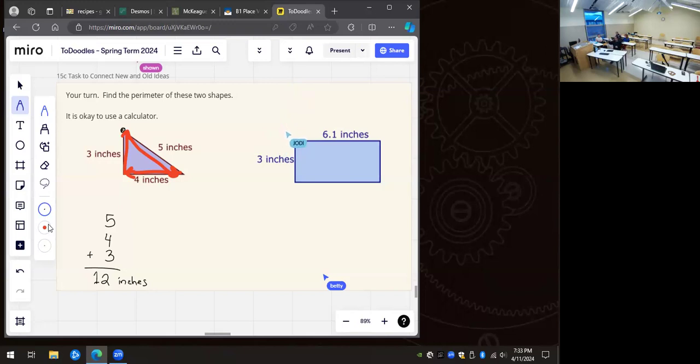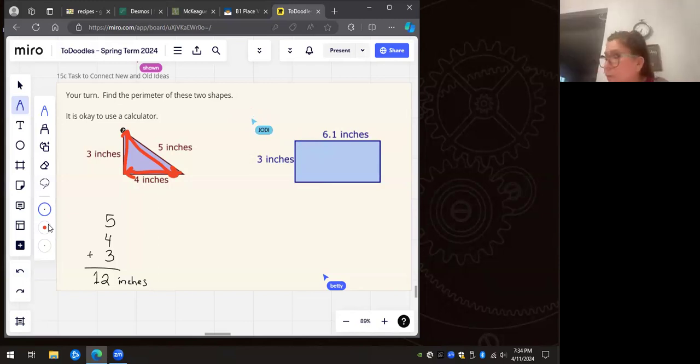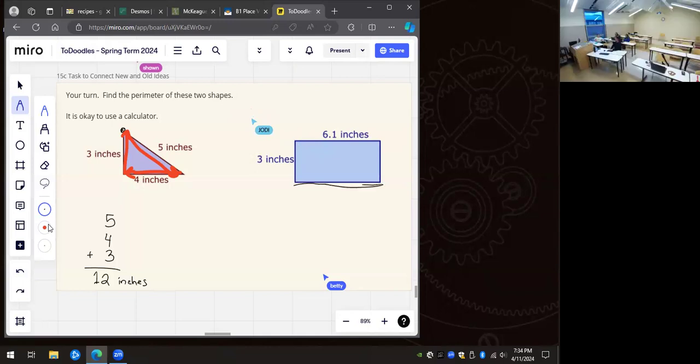Okay, I don't want anyone to say the answer, but I just want us to go part way. How long is this side, the bottom side? Any ideas? I'm waiting for the answer. What is the question? How long is the bottom side of our rectangle?